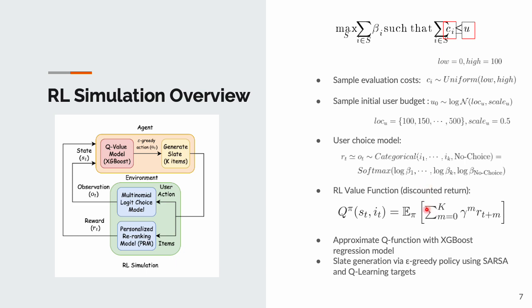Once all the parameters of the environment are obtained, we can now generate trajectories to optimize the value function using SARSA and Q-Learning algorithms. An XGBoost model was used as a function approximator along with an epsilon greedy policy to generate the next item in the slate. This diagram shows the overall RL simulation technique where, starting from a random slate of k items, we iteratively generate the next reward and states and learn the optimal value function to get the best slate configuration.